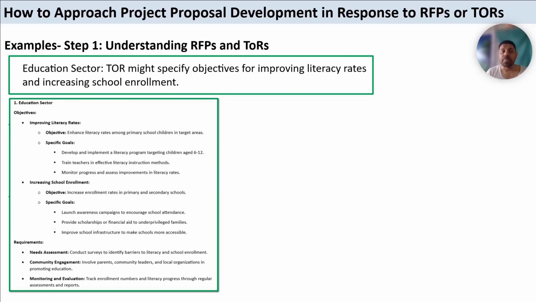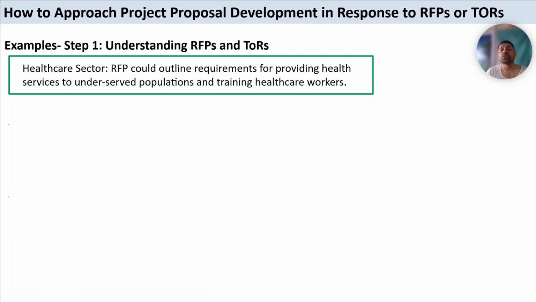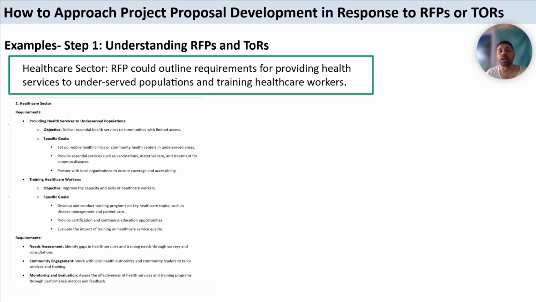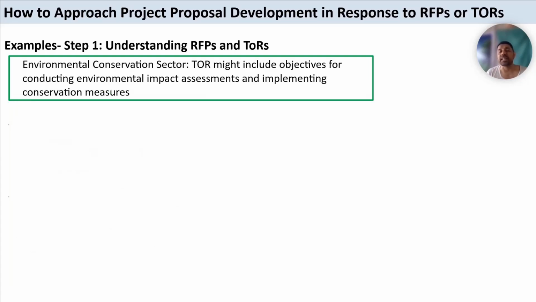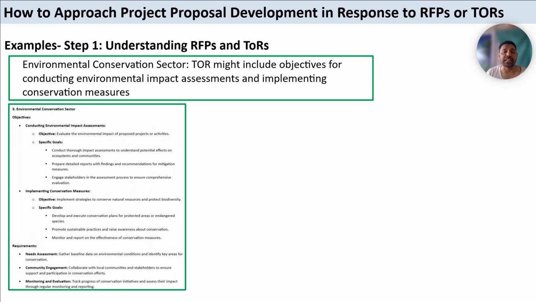Or if it is the health sector, the RFP or ToR could outline requirements for providing health services to underserved populations and training healthcare workers or any other intervention in health facilities. Or if it is related to a sector like environmental conservation, the ToR might include objectives for conducting environmental impact assessments and implementing conservation measures.